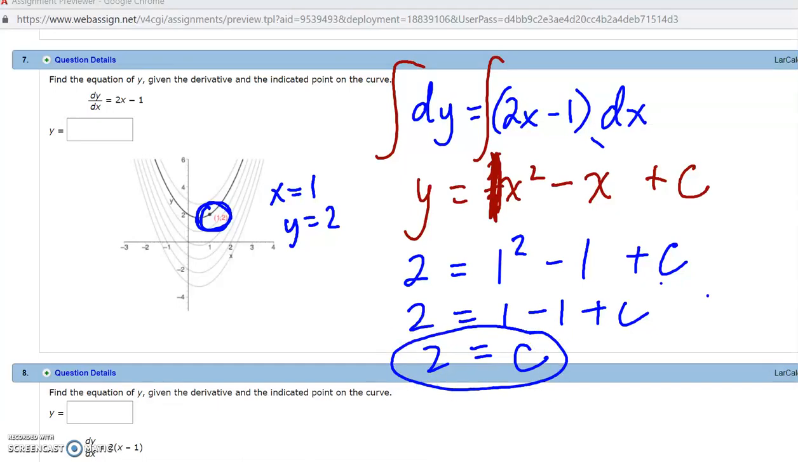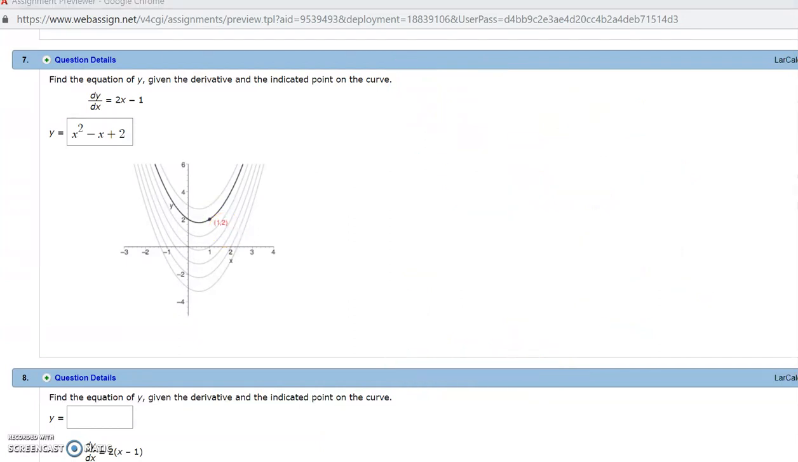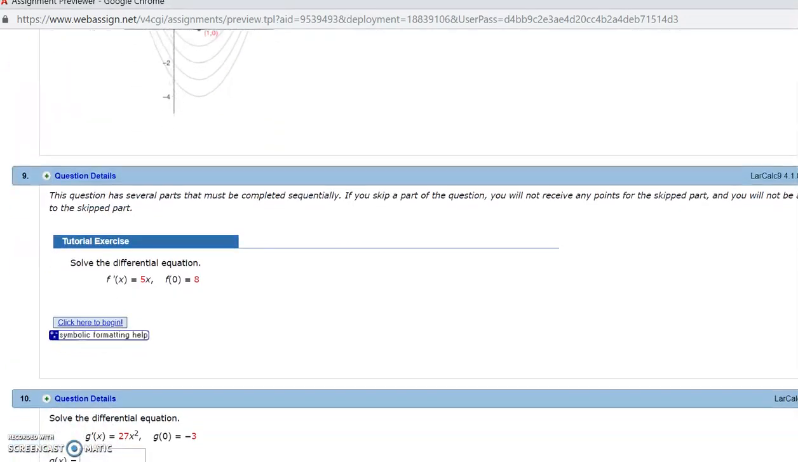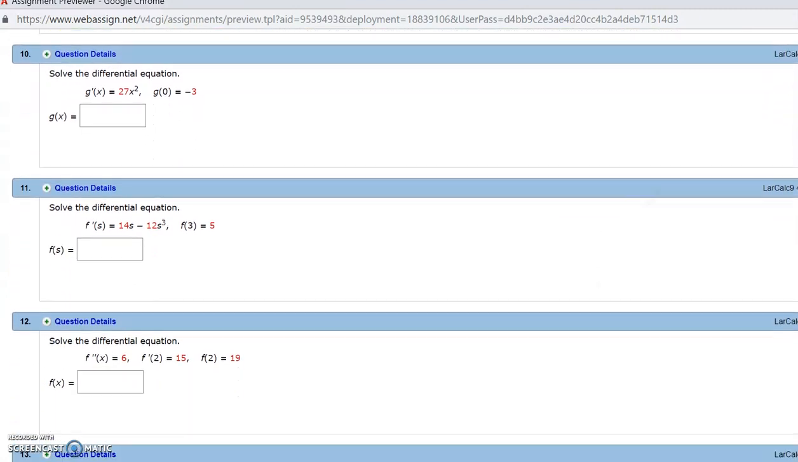So what I would then plug into my function over here is x squared minus x plus 2. And that would be my answer. So it's fairly straightforward stuff here with your particular solutions. Find your antiderivative and then plug in the initial condition and see what happens. So scrolling down further, we have more particular solutions that I wanted to do.